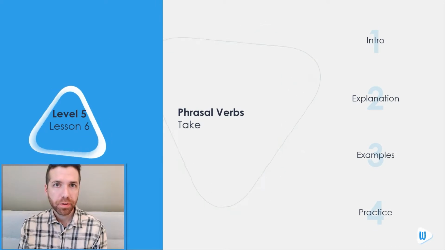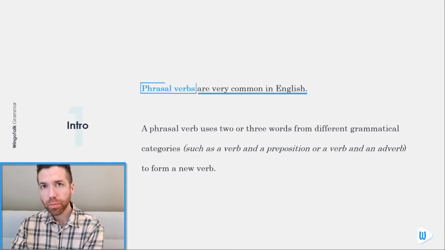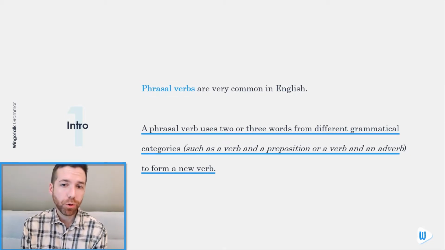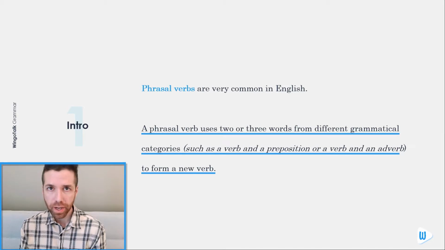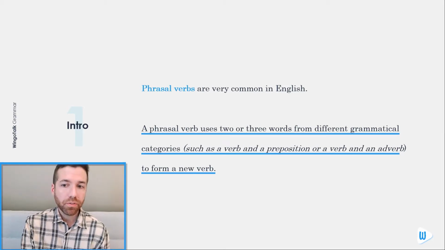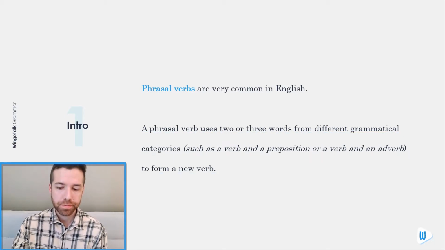Phrasal verbs. Take. Phrasal verbs are very common in English. A phrasal verb uses 2 or 3 words from different grammatical categories, such as a verb and a preposition, or a verb and an adverb, to form a new verb.